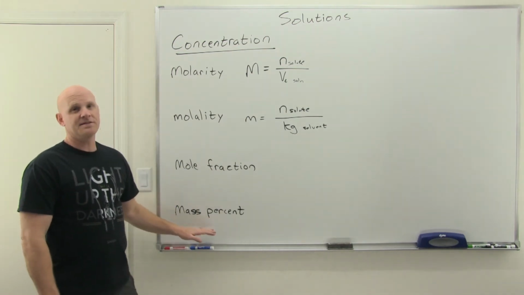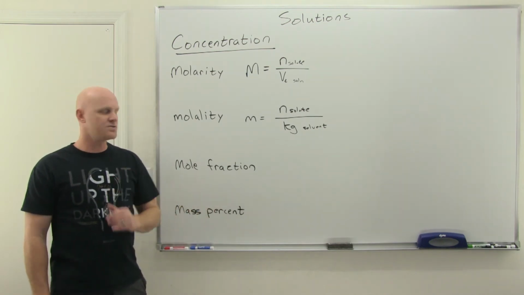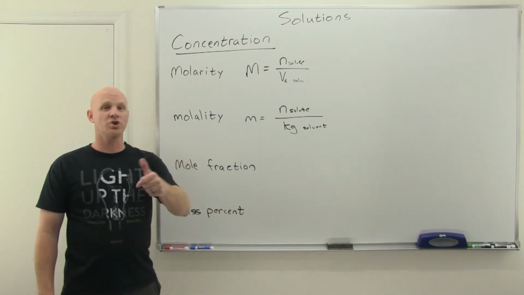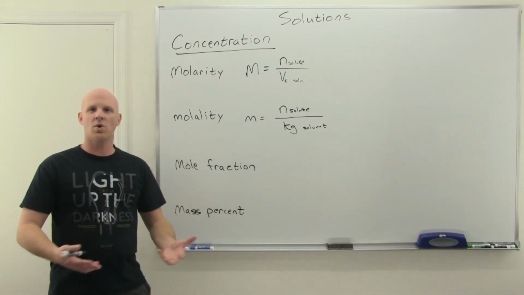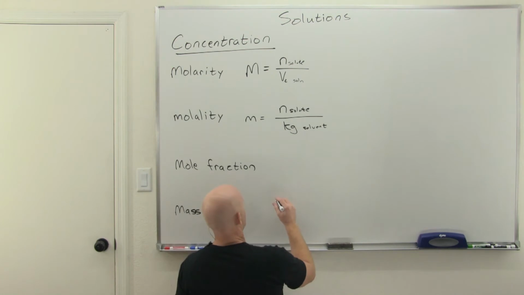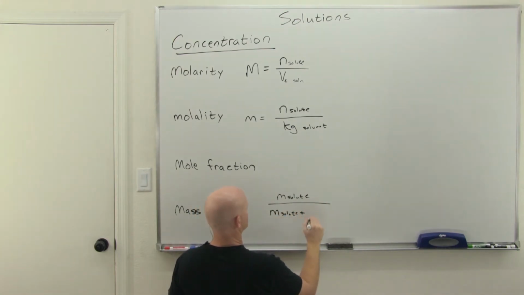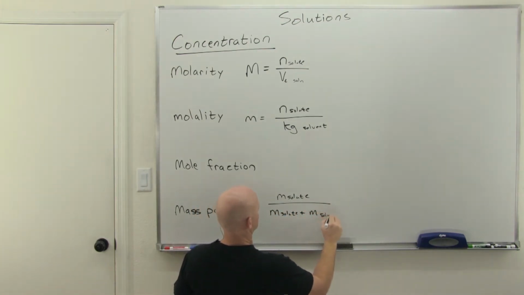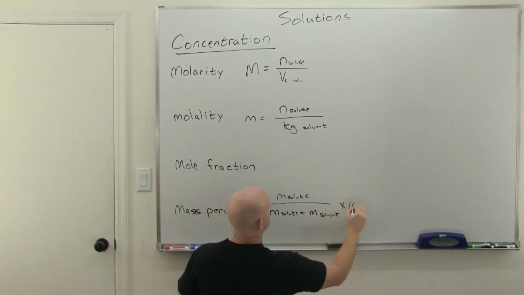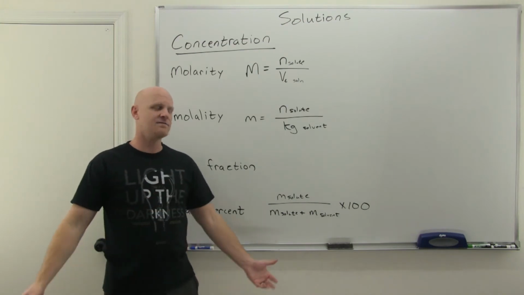And then mass percent is exactly what it sounds like. It is the percent of the mass. And again, we're usually referring to mass percent for the solute. So it is just the percent of the total mass of the solution. In this case, it's the mass of the solute all over the mass of the solute plus the mass of the solvent, times 100, just like you'd find the percent of anything else.